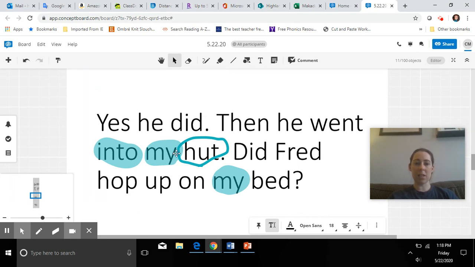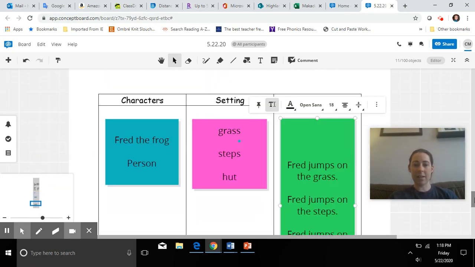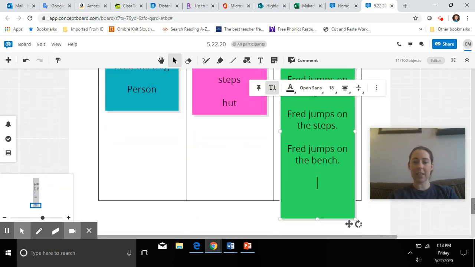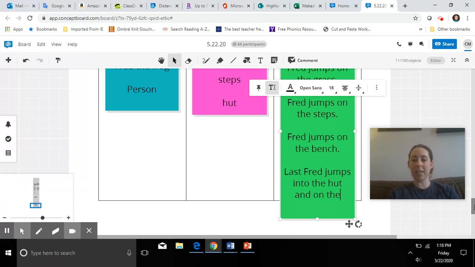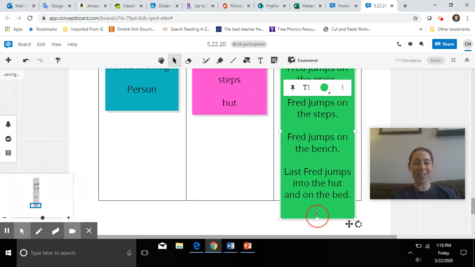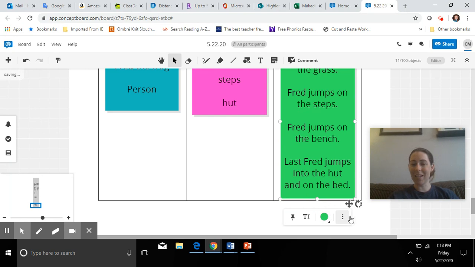And then where did he go? Then he went into my hut and on my bed. Let's write one last sentence. Last, Fred jumps into the hut and on the bed. We learned that the person is not happy about that because the person says, yuck, Fred.